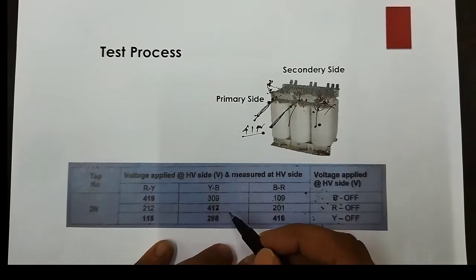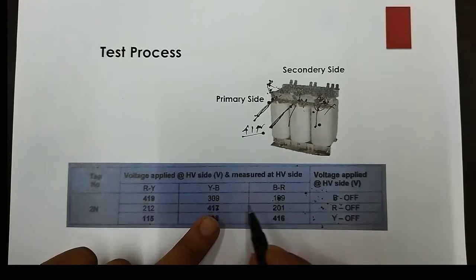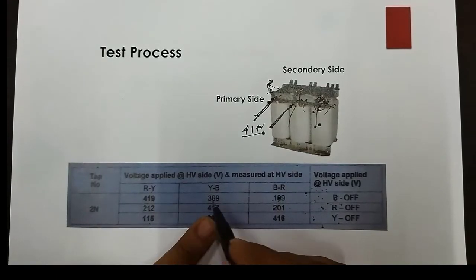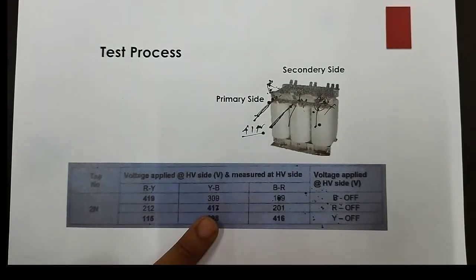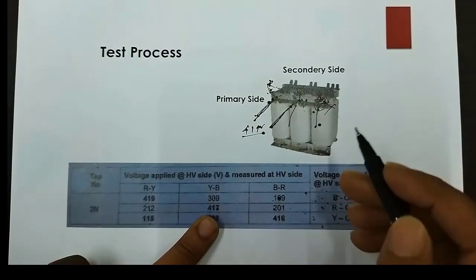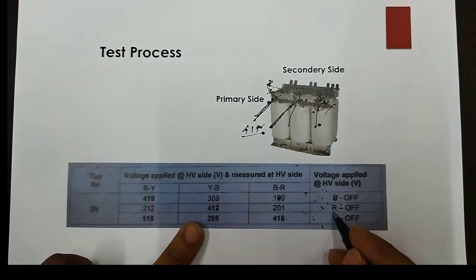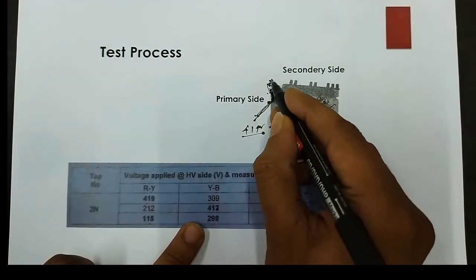And if you can see here, these two voltages add up to the applied voltage, the summation of these two voltages. If that happens, then you have to understand the core balance: the flux distribution is uniform. In the second case, we keep the R phase off.